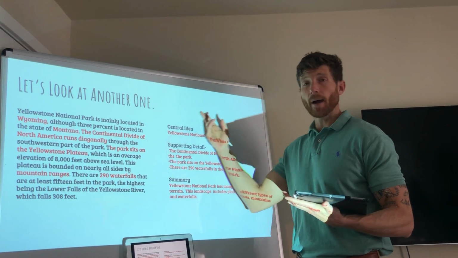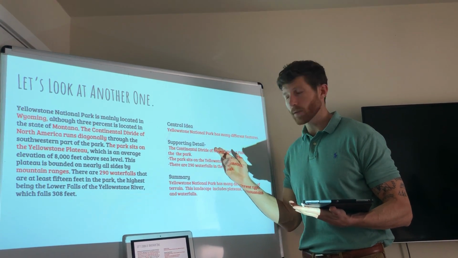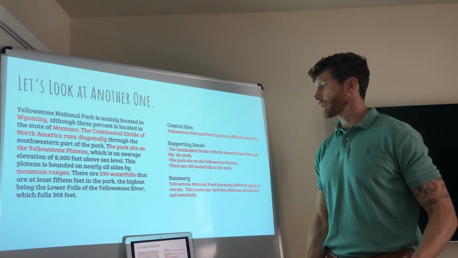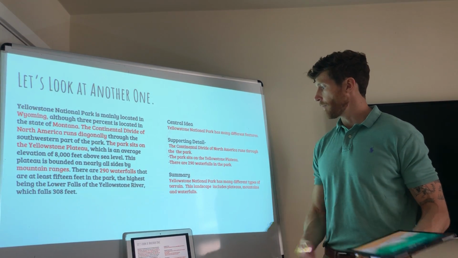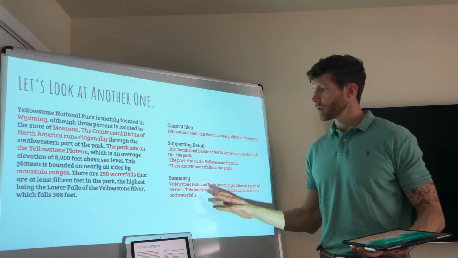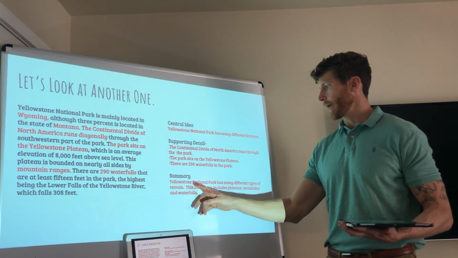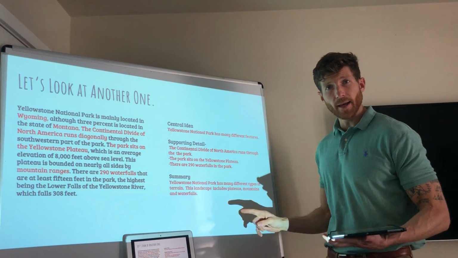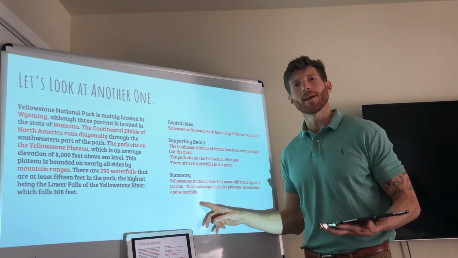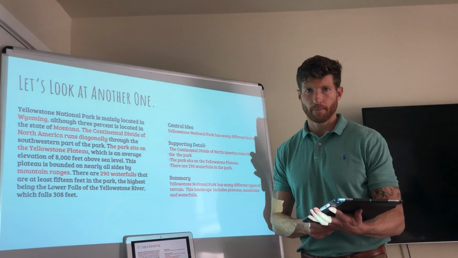Now I've got my central idea, I've got my supporting details. I have to summarize these in my own words. My summary is Yellowstone National Park has many different types of terrain. This landscape includes plateaus, mountains, and waterfalls. Okay? So notice how in my summary I include the central idea in my own words and then summarize what I think the most important details are.